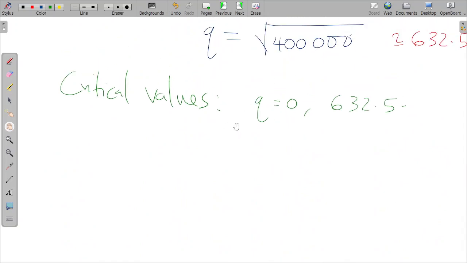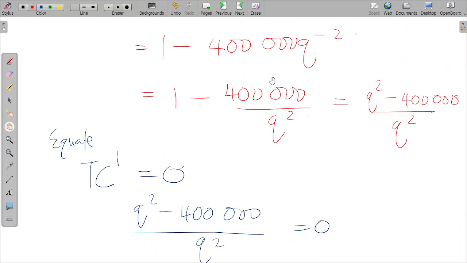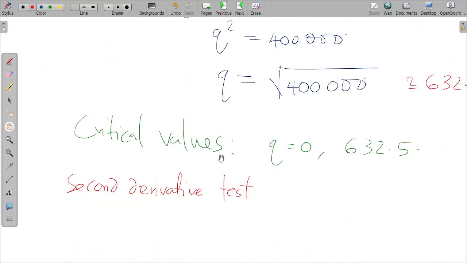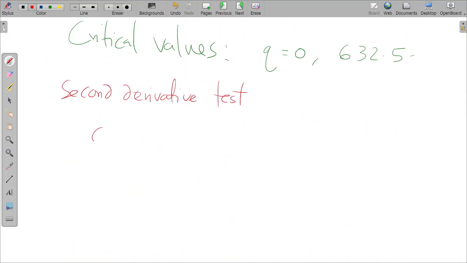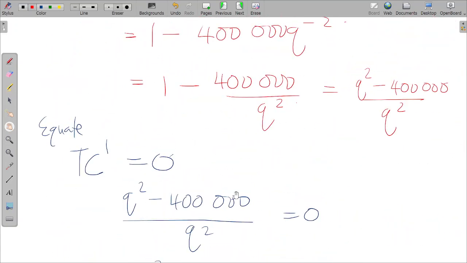Again, we can use either the first derivative test or the second derivative test. Okay, I go with the second again. Second derivative. So in the second derivative test, I just need to derive this the second time. Let me write the first of it. Okay, TC equals to 1 minus, I think that is what is there. Let me quickly check. Yeah, 400,000.